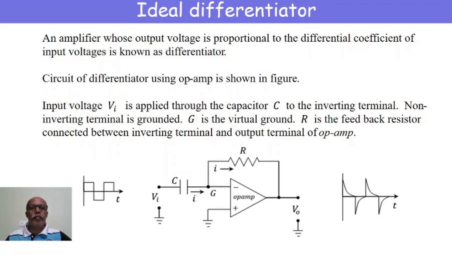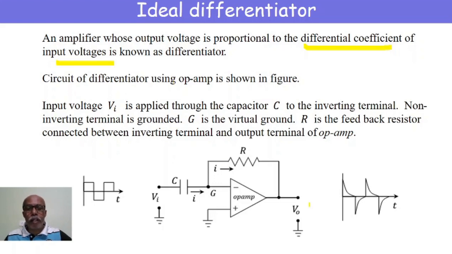In this session, we are discussing the ideal differentiator. An amplifier whose output voltage is proportional to the differential coefficient of input voltage is called a differentiator. A differentiator is an amplifier consisting of an op-amp whose output voltage is the differential coefficient of the input voltage.